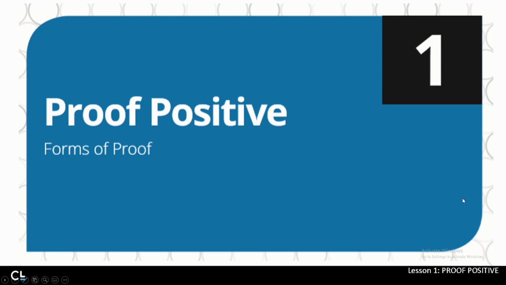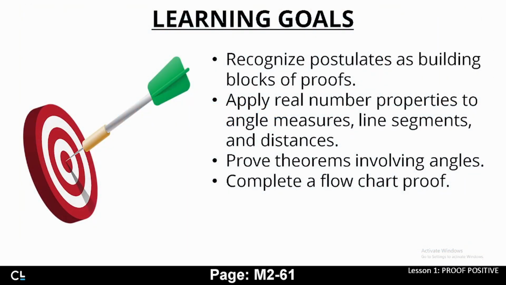But to start off, we need to come up with some reasons that we could use, right? So during this lesson, we're going to be looking at recognizing postulates as building blocks of proofs. We talked about postulates in the past. Postulates are little facts that we all believe to be true, even though you can't formally prove them to be true. For instance, all right angles are 90-degree angles. We know that those are true, but we can't necessarily prove that to be true, right? Next up, apply real number properties to angle measures, line segments, and distances. Prove theorems involving angles, and complete a flowchart proof.